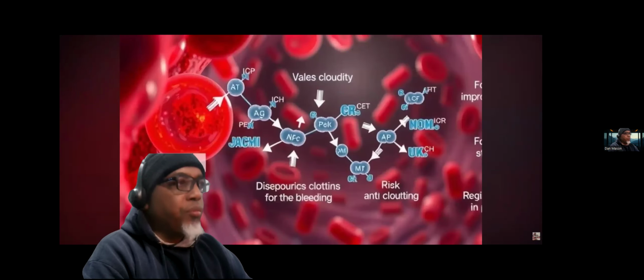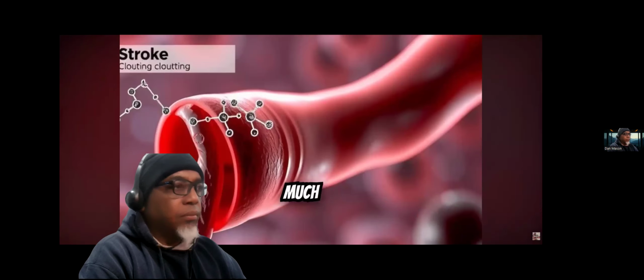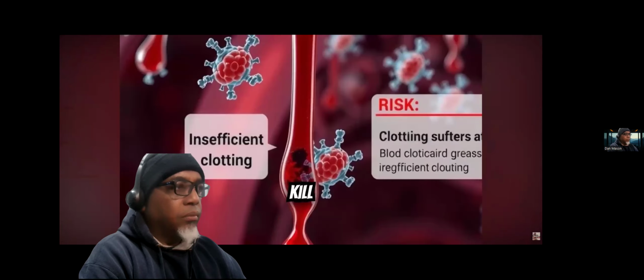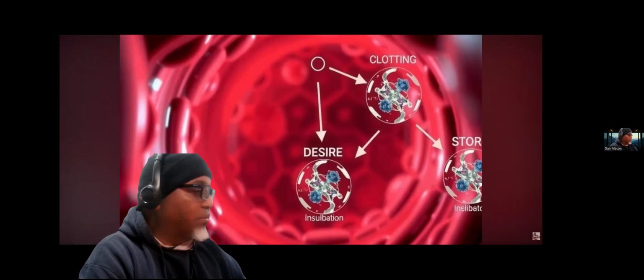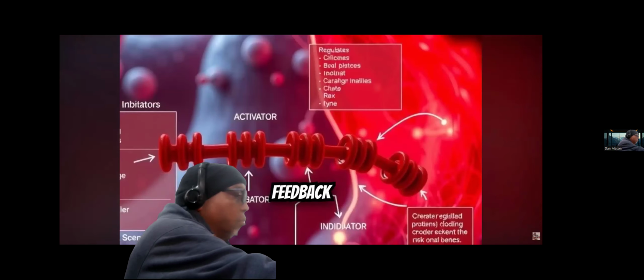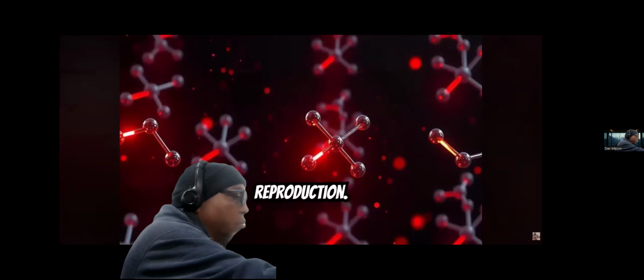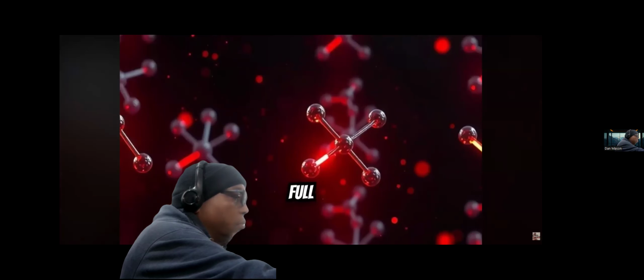The blood clotting cascade is another example. A regulated sequence of dozens of proteins stops the bleeding. Too much clotting can cause strokes, which can kill you. Not enough clotting can kill you by causing bleeding. The system needs inhibitors, activators, and feedback loops to all work together. If the cascade isn't complete, life will terminate before reproduction. The design must be full from the start.